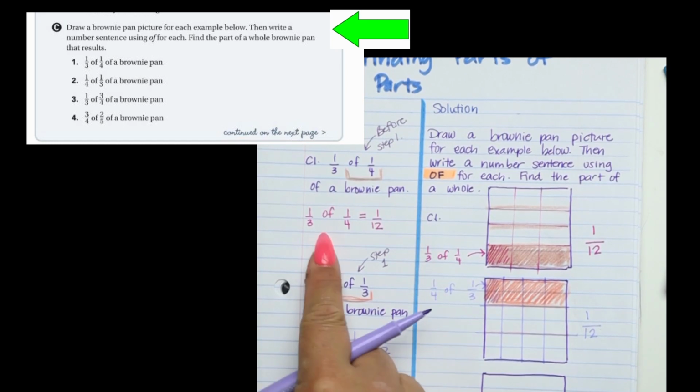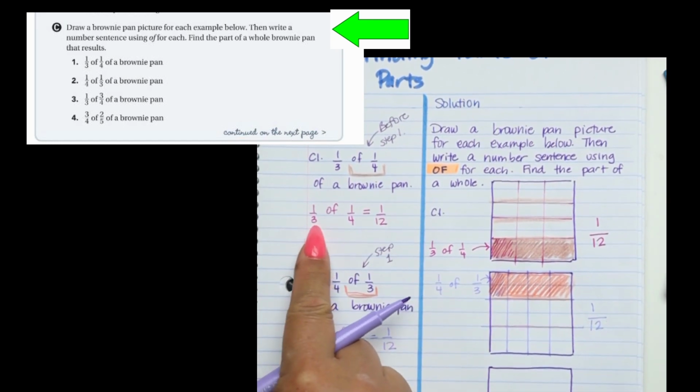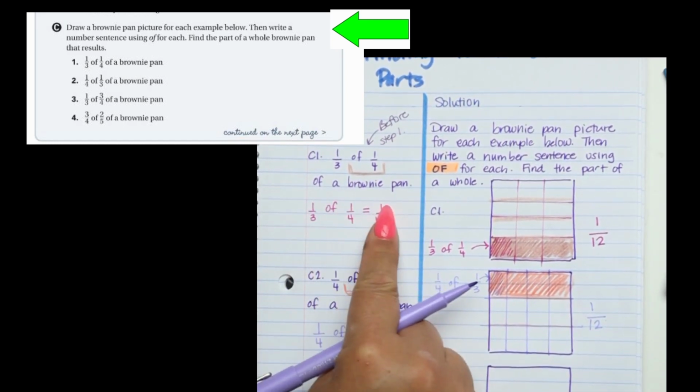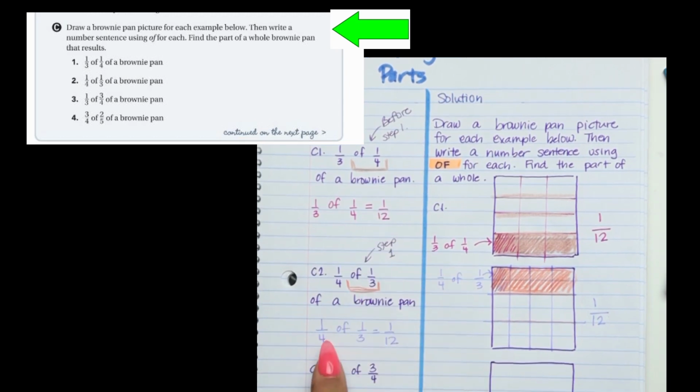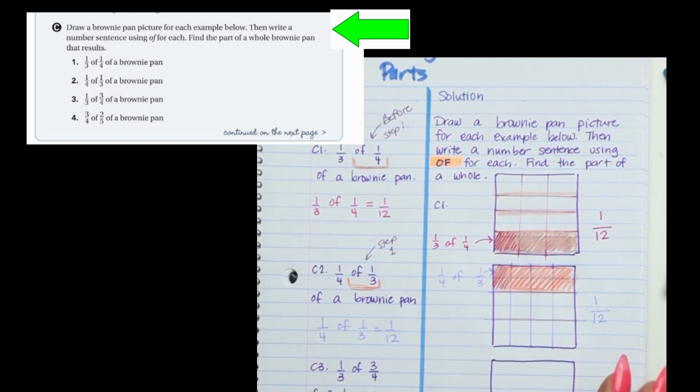If you were to multiply it using your 4th or 5th grade strategy, 1 times 1 is 1, 3 times 4 is 12. Here, 1 times 1 is 1, 4 times 3 is 12. So it does make sense.